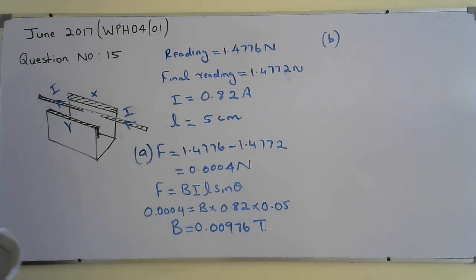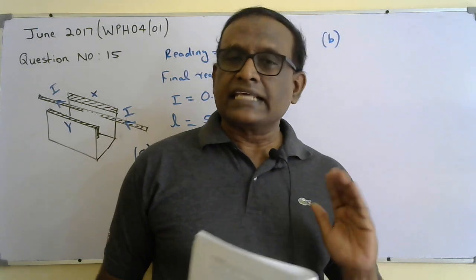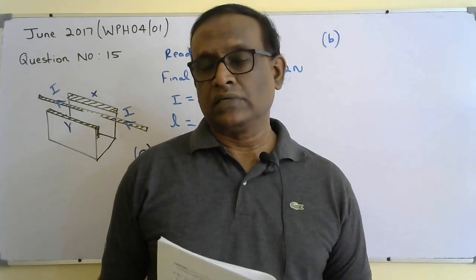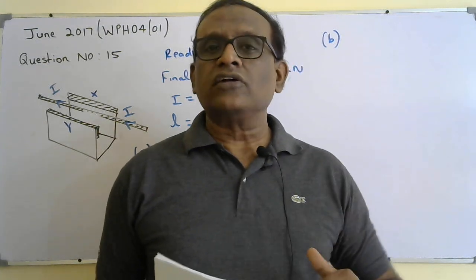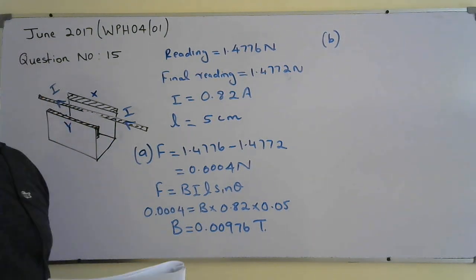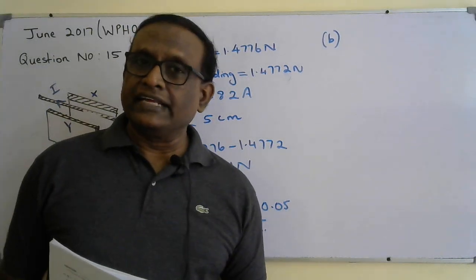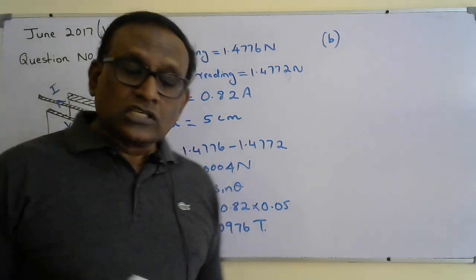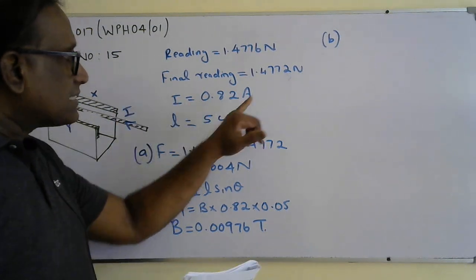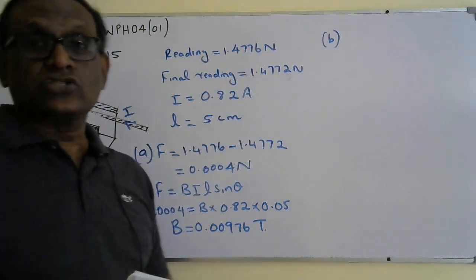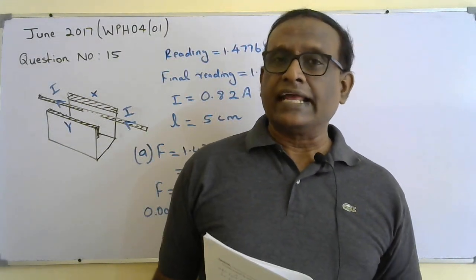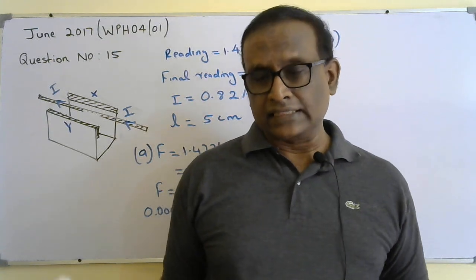First, you should say, since the reading of the weighing scale decreases, force on the magnet is in the upward direction. Therefore, the force on the current carrying wire should be in the downward direction, because force on the magnet is upward. That's the reason the reading is decreasing. So force on the magnet is upward, and hence the force on the current carrying wire is downward. They are third law pairs.